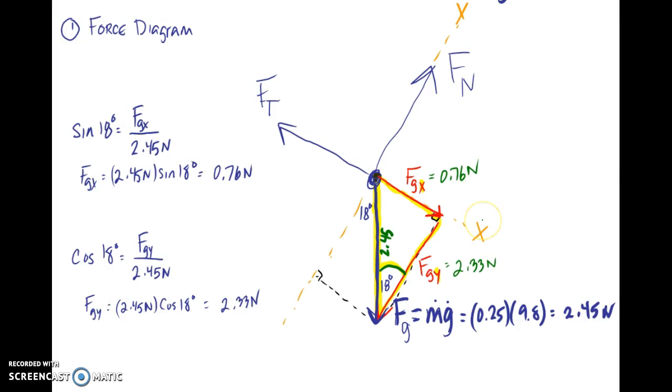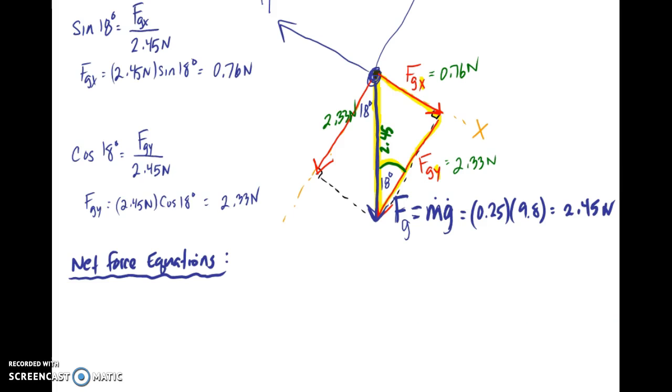So I can put them in the diagram and realize that FGY I can bring over and put on the y-axis. It's parallel to the y-axis, and that's its length. So that would have a value of 2.33 newtons right there.